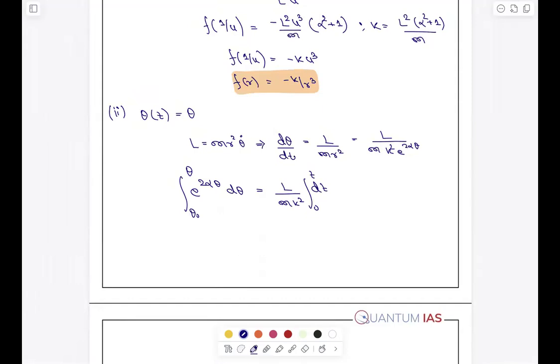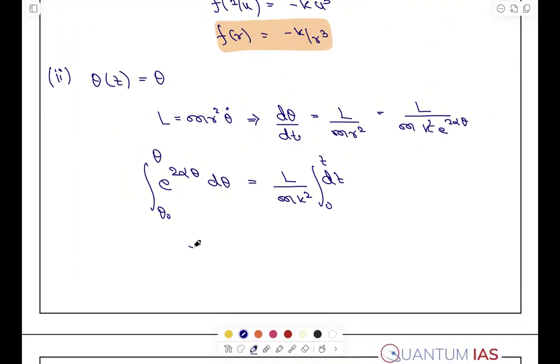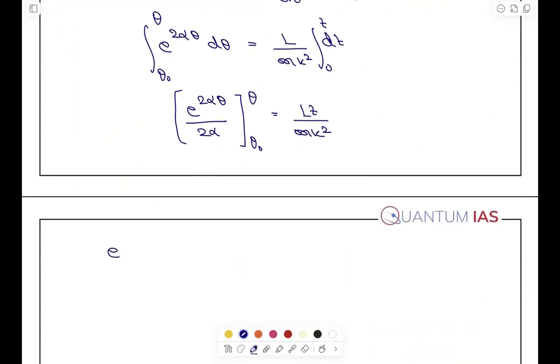It's again an easy integration. So it will be e to the power 2 alpha theta upon 2 alpha. We have to integrate from theta naught to theta, and it simply becomes L t upon m k square. So we can put the limit. It will become e to the power 2 alpha theta minus e to the power 2 alpha theta naught. Now it's a constant value, you can ignore that also. And we have 2 alpha L upon m k square into t.